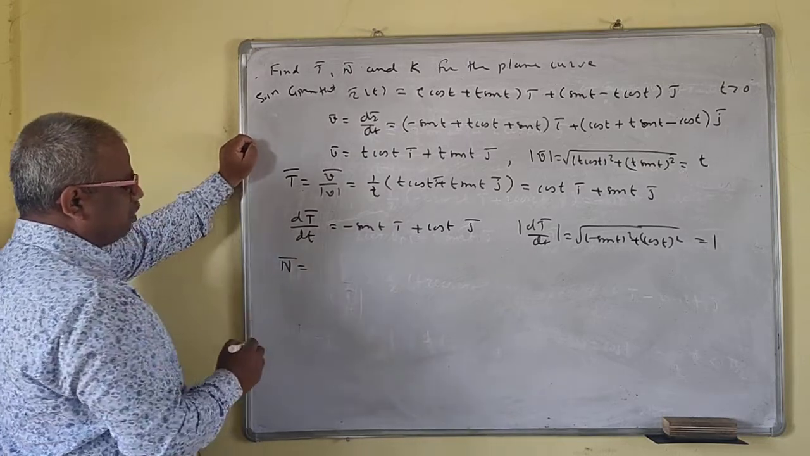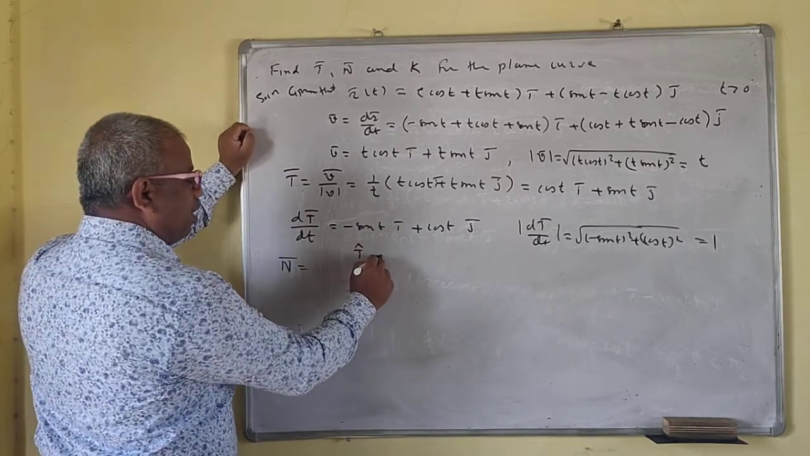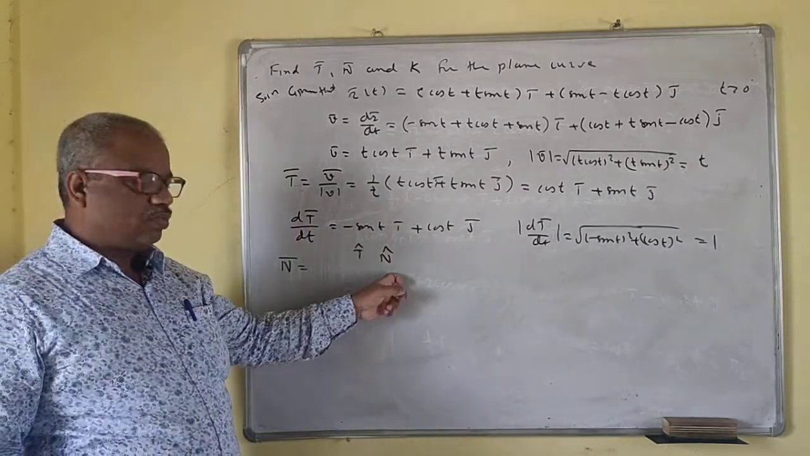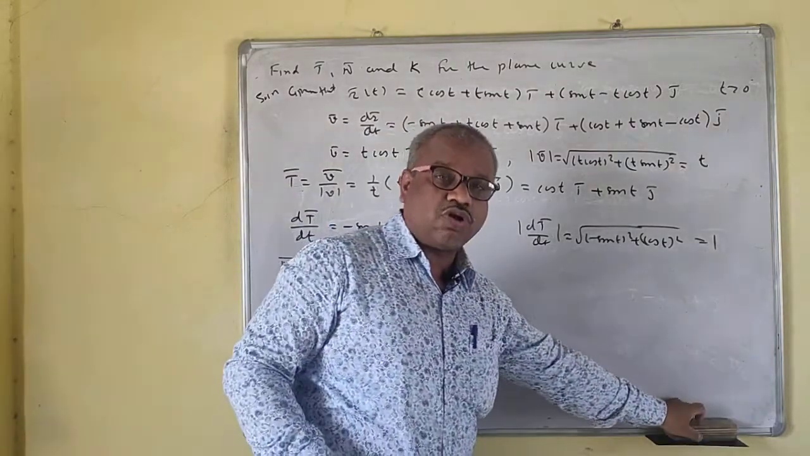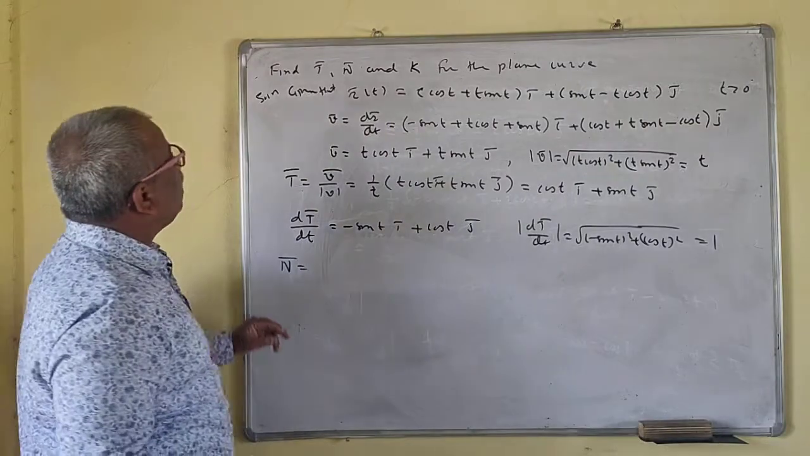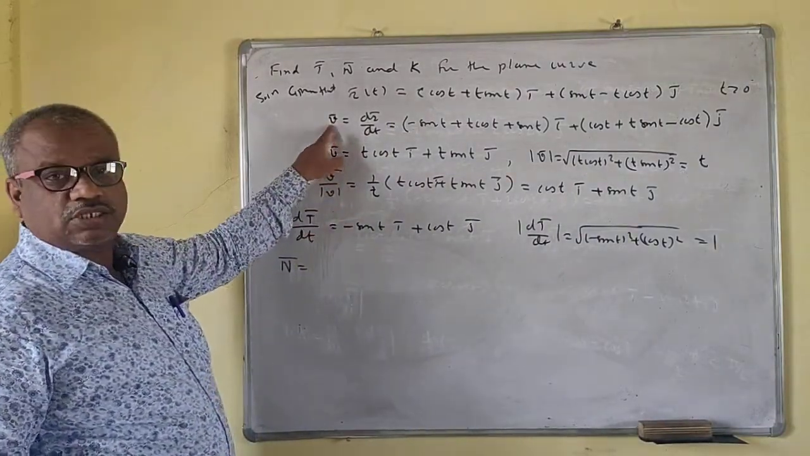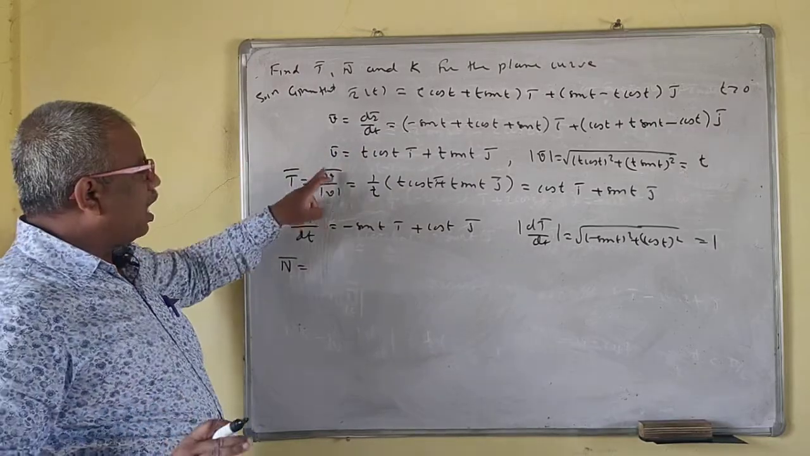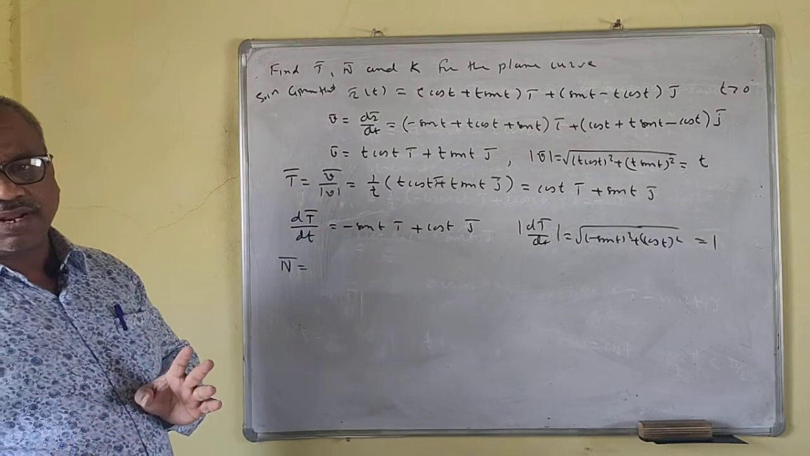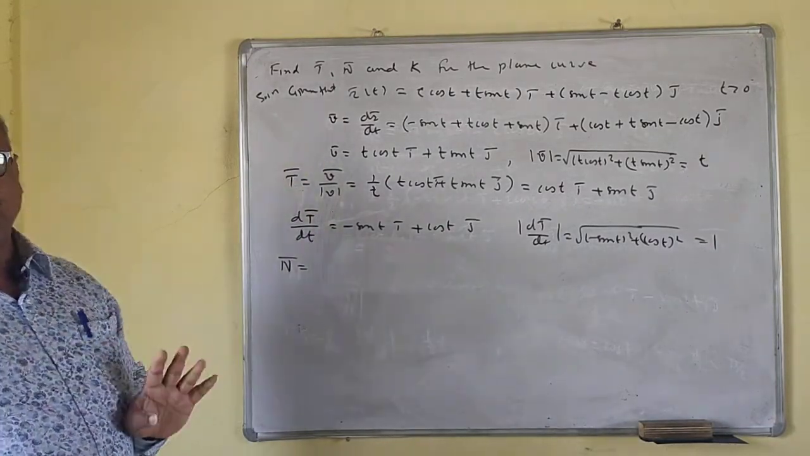So they will ask like this: T cap, N cap. T cap means the unit tangent vector, N cap is the unit normal vector. If you are not taking mod of v bar, then v bar is just the tangent vector. And when you write v bar upon mod of v bar, that means it is the unit tangent vector. If you want simply the tangent vector, you just have to differentiate. So that will be the tangent vector.